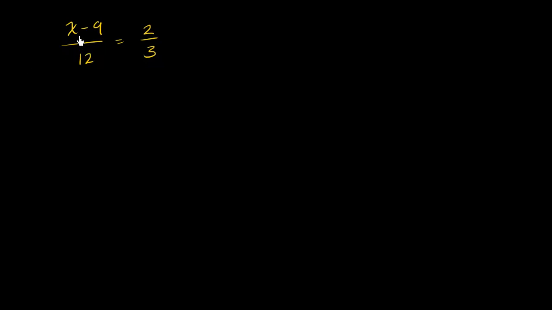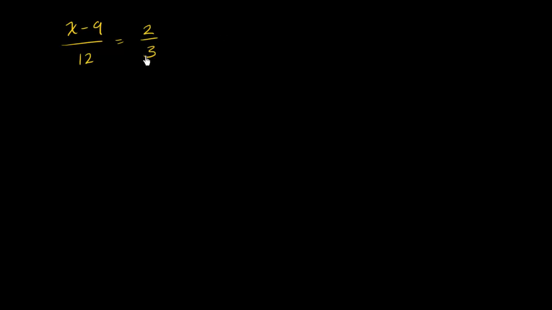We have the proportion x minus 9 over 12 is equal to 2 over 3, and we want to solve for the x that satisfies this proportion. Now there's a bunch of ways that you could do it. A lot of people, as soon as they see a proportion like this, want to cross multiply. They want to say, hey, 3 times x minus 9 is going to be equal to 2 times 12.